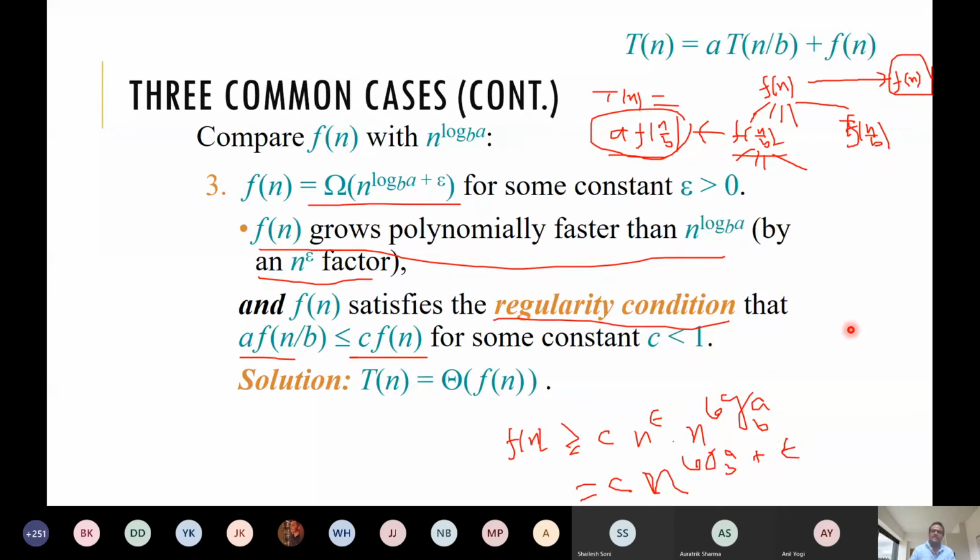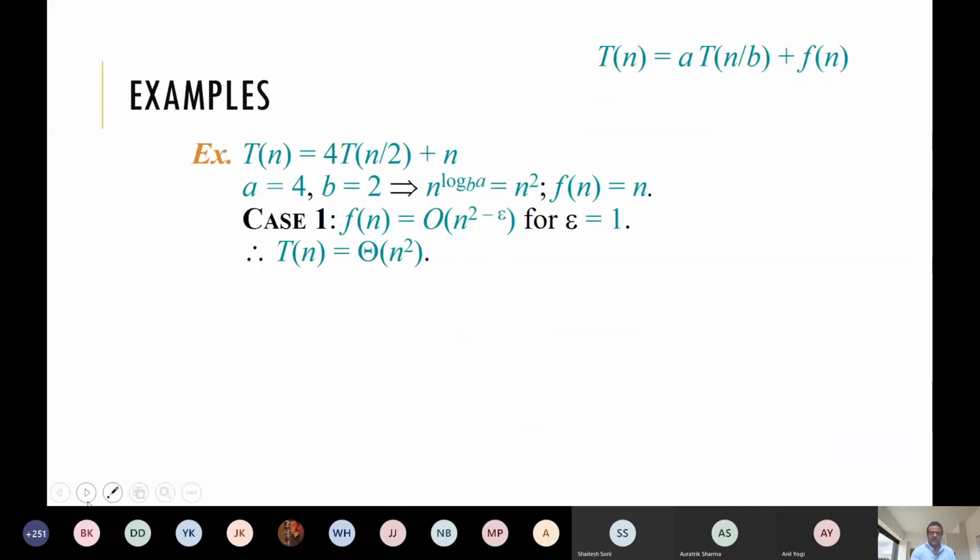That's why the total cost is the sum of all the costs, including the recursive calls and the merge cost. But if one cost is n square and another cost is n, the time complexity is n square plus n, but in the asymptotic sense it is order of n square. That is the way. So now let us take some examples.